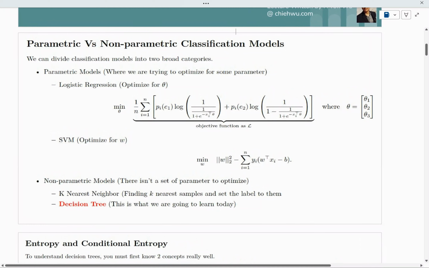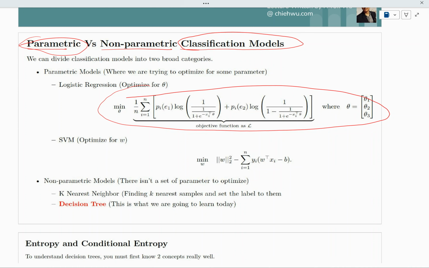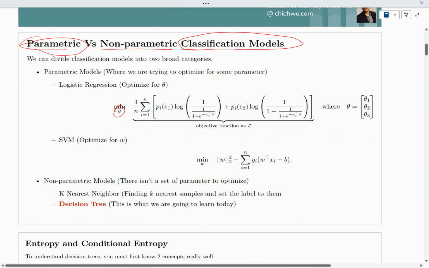So far we've worked a lot on classification models. Classification models, broadly speaking, can be broken down into parametric versus non-parametric models. With parametric models, we normally have problems and objectives where we solve the model in such a way that we're trying to minimize some kind of error. And once we minimize the error, we get our final objective. Similarly, for SVM, we're trying to find the W that minimizes some kind of objective. These are called parametric models because we have parameters which we're trying to solve.